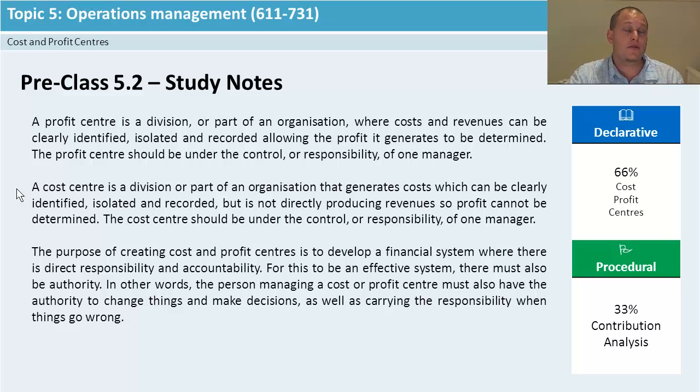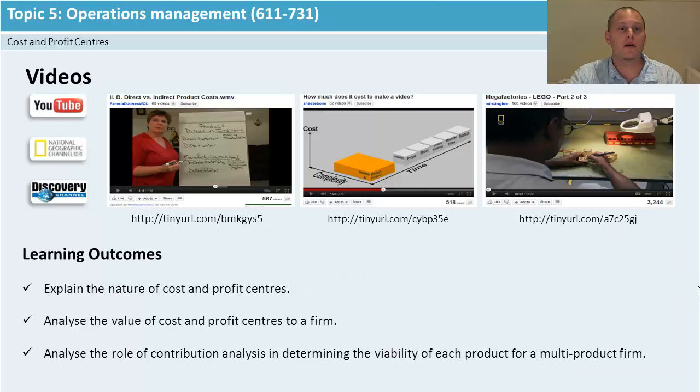Have a quick read through the notes. And we're going to be doing some declarative stuff about cost and profit centers. And I'm going to show you some skill stuff with the contribution analysis at the end. The math is pretty easy, but the steps of it get a bit tricky. Once you've done it a few times, it's pretty easy. Alright, we'll jump into it now.